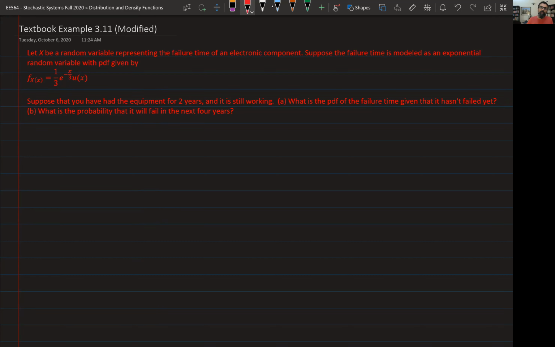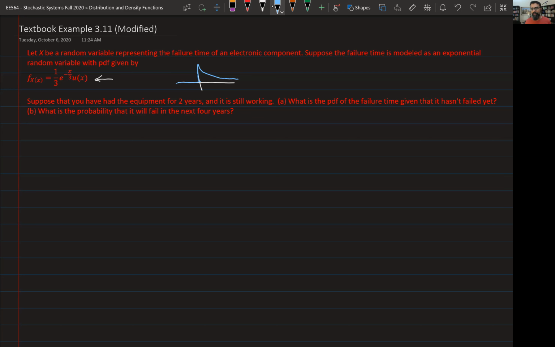Failure times are typically modeled as exponential random variables. For this particular electronic component, this is the PDF that models the failure time of the component that you're buying. This is an exponential distribution. Recall what the exponential PDF looks like. It is a positive random variable, and that makes sense because lifetime has to be positive.